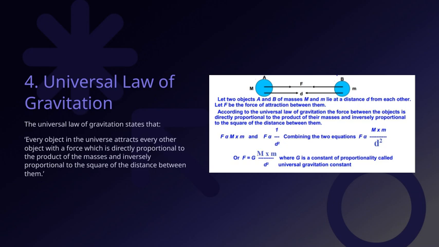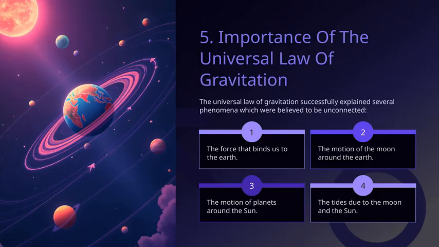So the farther apart they are, the weaker the force becomes, and this decrease happens quite rapidly due to the square relationship. This concept helps us understand why planets stay in orbit around the Sun and why objects fall to the ground on Earth. It's a fundamental principle that connects all objects in the universe, illustrating the universal nature of gravity. As we move forward in this presentation, keep in mind how this law underpins many astronomical and physical phenomena we observe every day. Now, let's talk about why the universal law of gravitation is so important.